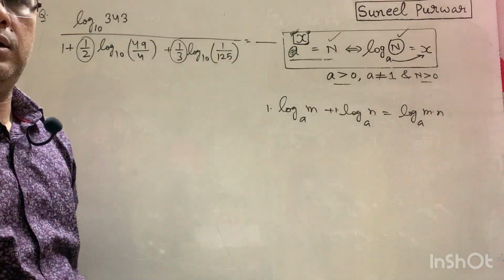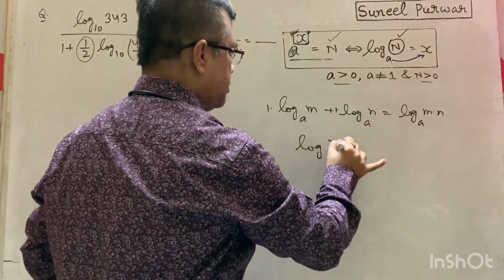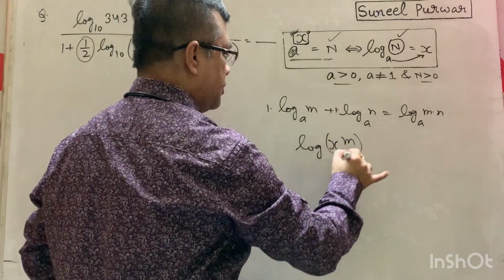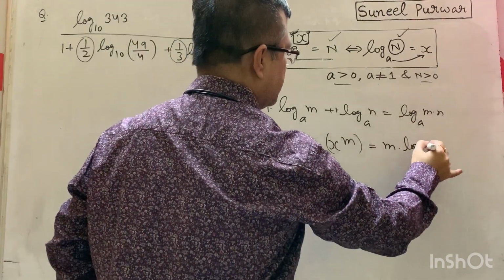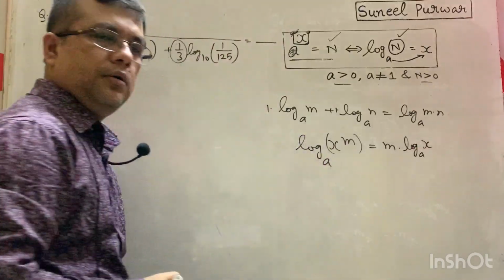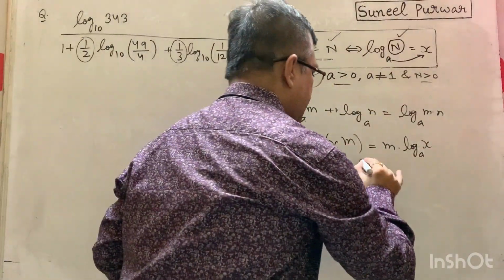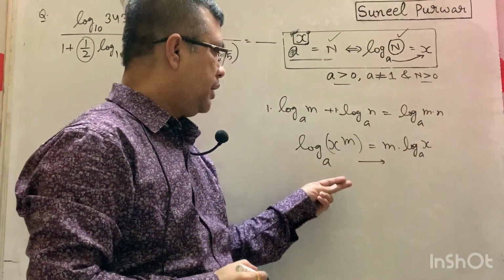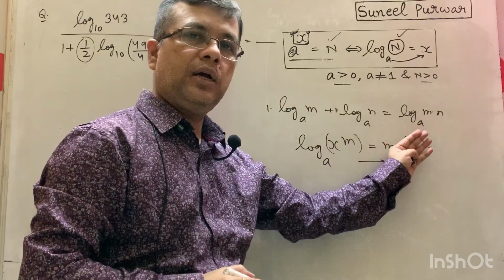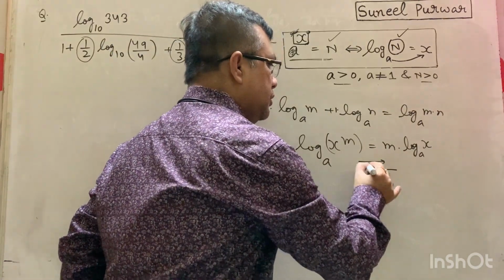So there is a remedy for that as well. You are aware of this property: log of x to the power m at base a is equal to m times log of x at base a. Now, so far you have been using this property in this direction. Both sides are equal, so you can say either LHS equals RHS, or RHS equals LHS. So it is time to use this property in the other way.